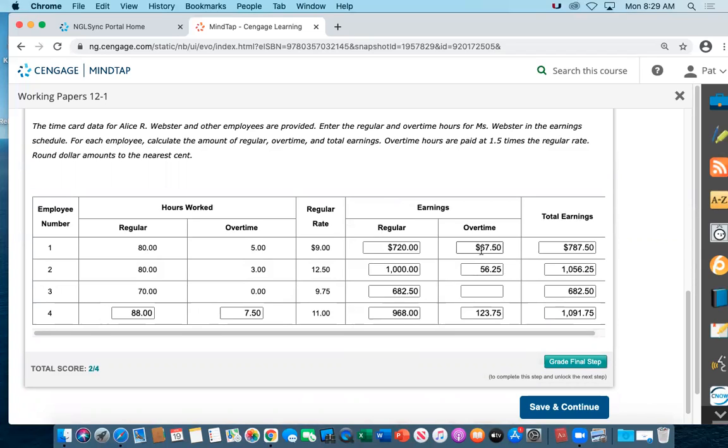So how do we get overtime? The regular rate times 1.5, get that number, multiply by overtime hours. 12.5 times 1.5, get that number, multiply by overtime hours. 11 times 1.5, get that number, multiply by the hours. So why don't you guys go ahead and do your application problem.